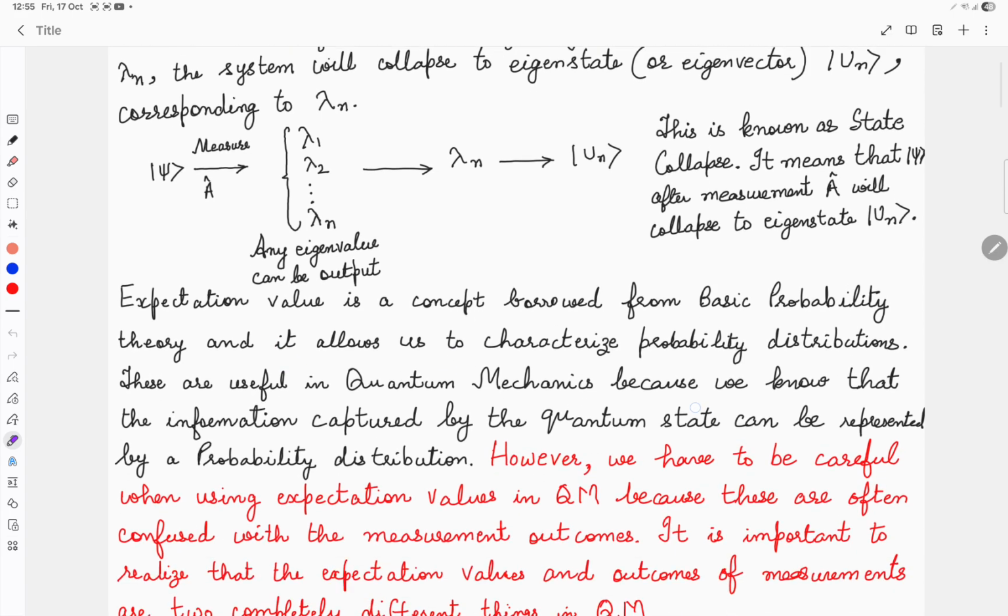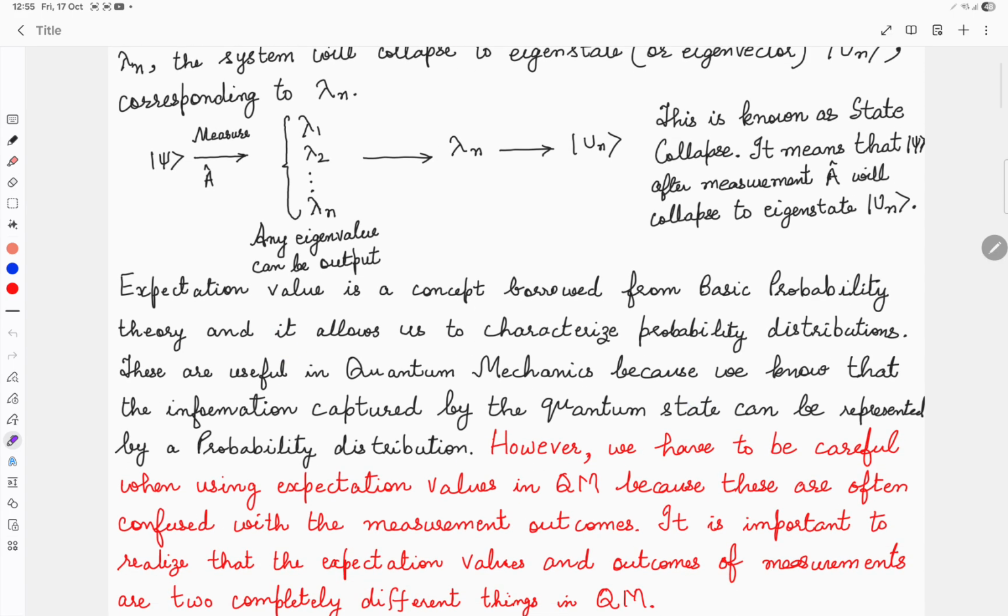Expectation value. So let us talk about it, because I want to describe the concepts of expectation value and the measurement outcome. So we have to deal with two things. One is measurement outcome, the other is the expectation value. So we also want to know whether the expectation value is the same as the measurement outcome or not. So let us try to dig deep into this concept.